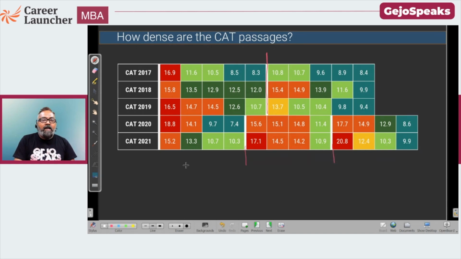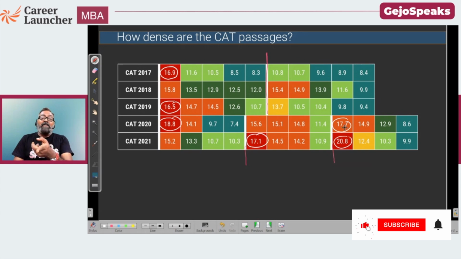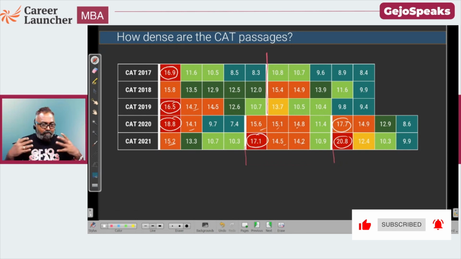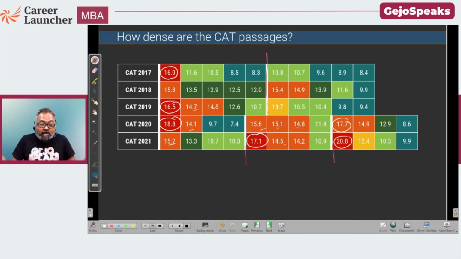Now I put this in descending order in terms of the grade level. You see that in CAT 2017, one of them was 16.9. The rest of them were pretty manageable. In the second slot, everything was manageable. But then as you move along, you can see 16.5, 18.8, 17.1, 20.8, 17.7. That should be in red, by the way. Then you have 15s and 14s, all very dense sorts of passages. So yes, we have to deal with dense passages.